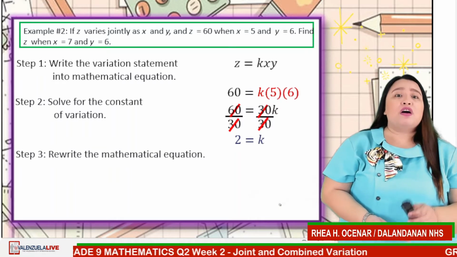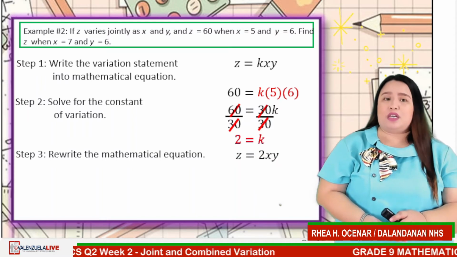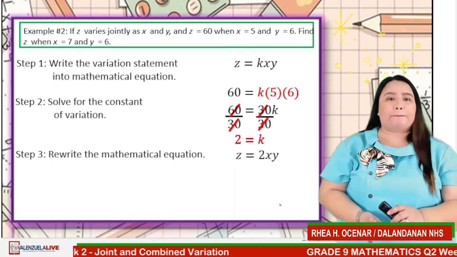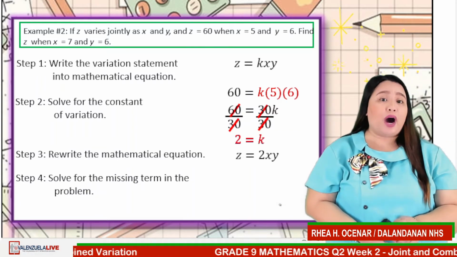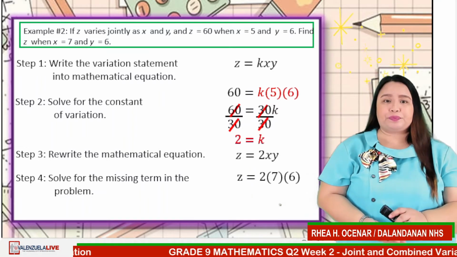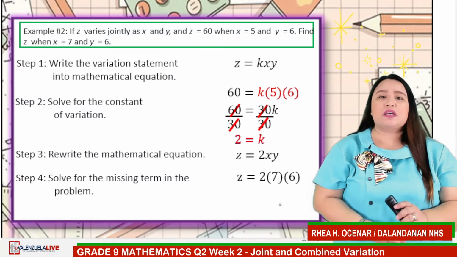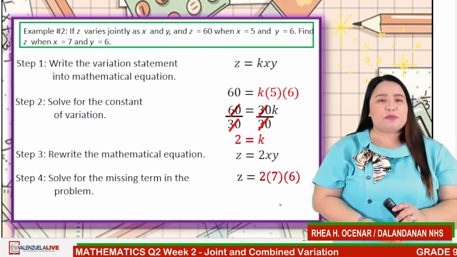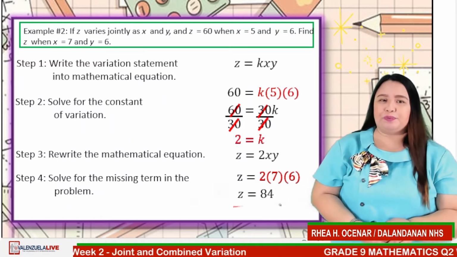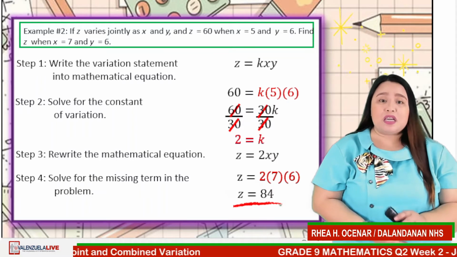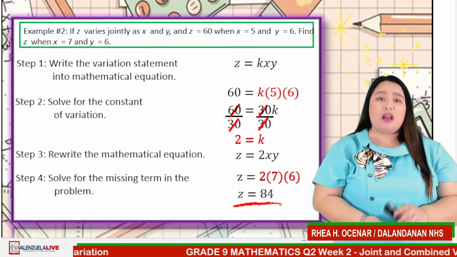Using the value of the constant of variation, we have z is equal to 2xy. Since we need to find z when x is 7 and y is 6, we have z is equal to 2 times 7 times 6. Simplifying 2 times 7 times 6, we have z is equal to 84. Therefore, z is equal to 84 when x is equal to 7 and y is equal to 6.